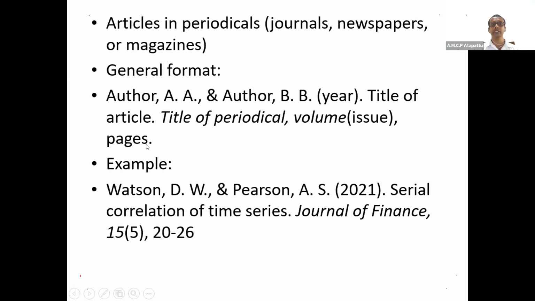Follow this one. Most probably you are following these. Then the reference list is also checked to accept your research. So, the example I have written: Watson, comma, initials, another person, and Pearson, initial, year of publication. What is the title of the study? Serial correlation of time series. What is the name of the publication? That periodical is the Journal of Finance. This is my volume number, and this is the issue and page numbers, because a journal consists of several articles.